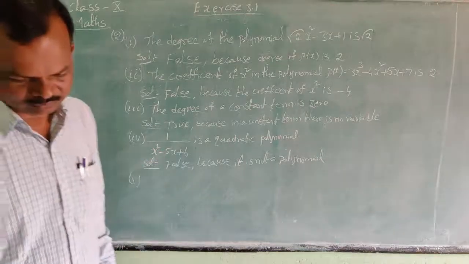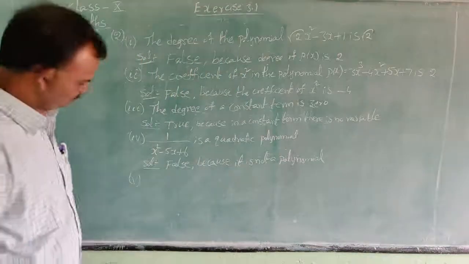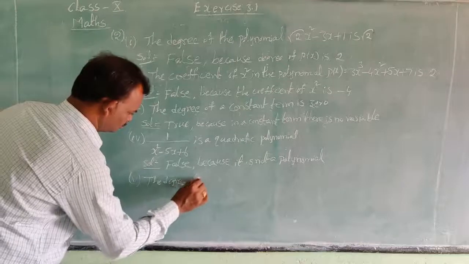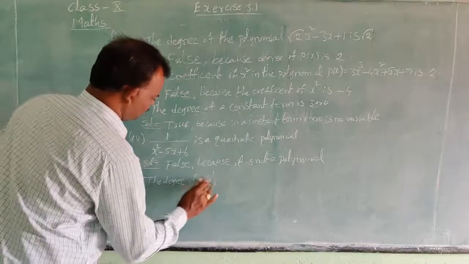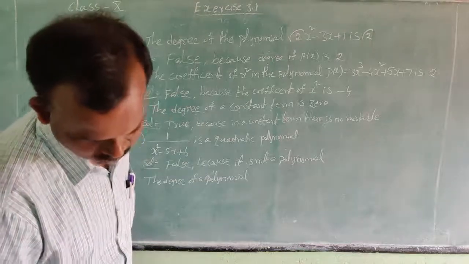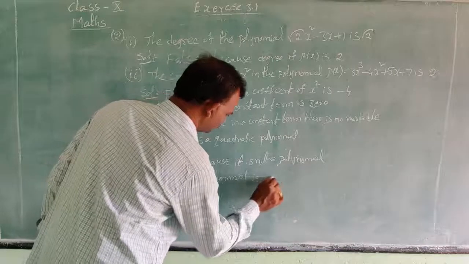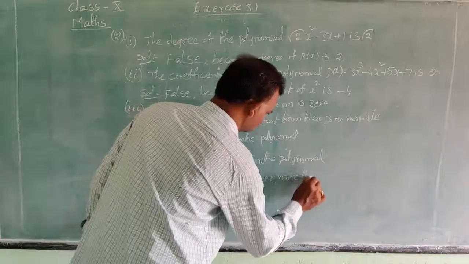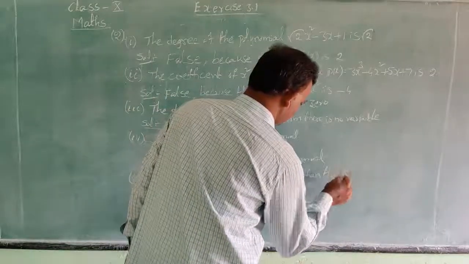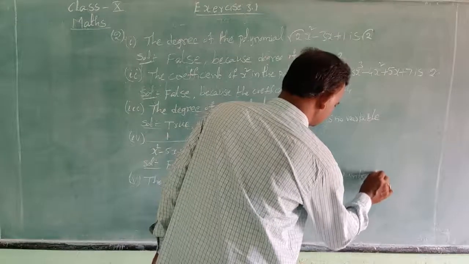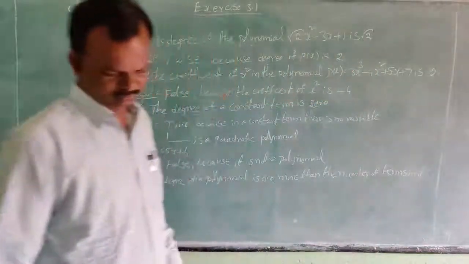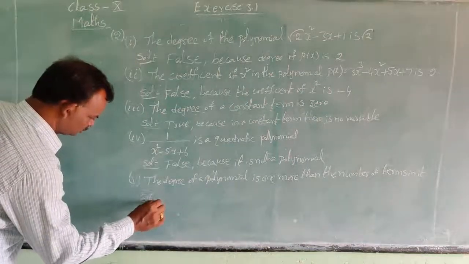And the fifth one: the degree of a polynomial is 1 more than the number of terms in it. The answer is false.